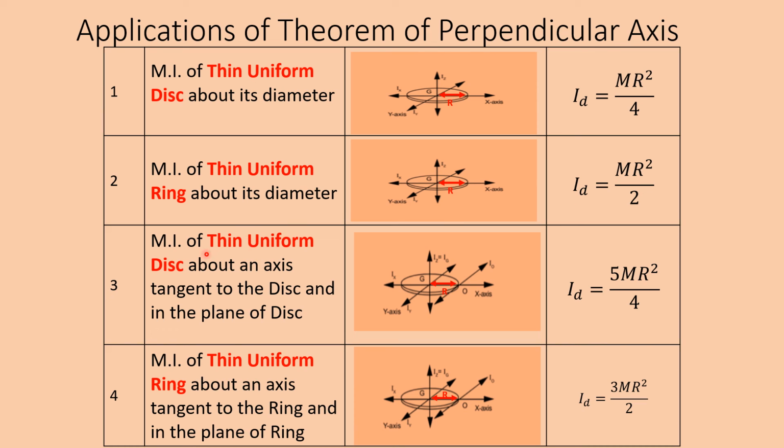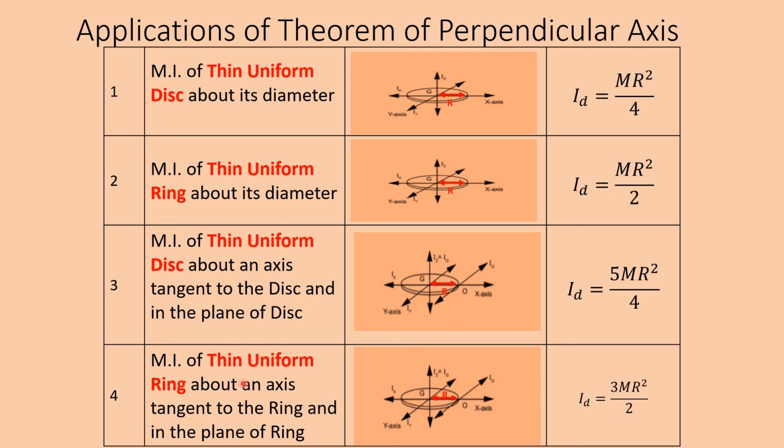The moment of inertia of a thin uniform disk about an axis tangent to the disk. So this is a tangent to the disk and it is in the plane of the disk, and let R be the radius of this disk. Then it is given by Id is equal to 5 MR square upon 4. Here, to get this equation, we have used the theorem of parallel axis as well as the perpendicular axis.